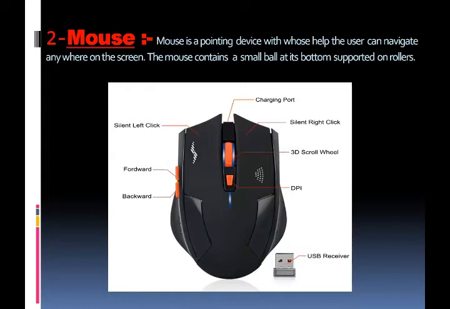By moving the cursor, you can reach any desired option quickly. This action is called pointing. After reaching the desired option, press the left button to enter a command into the computer. This action is called clicking.